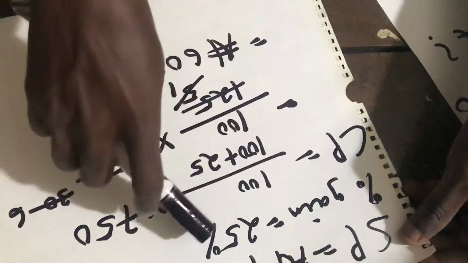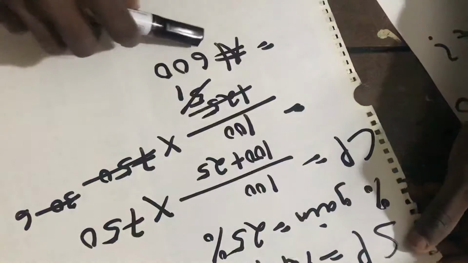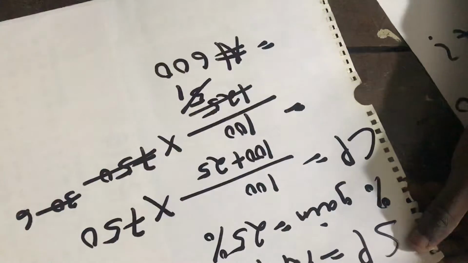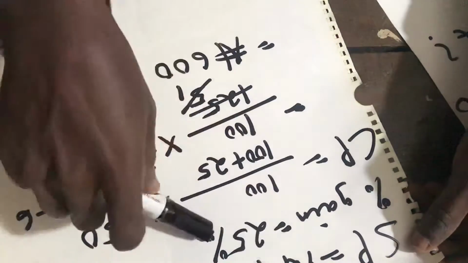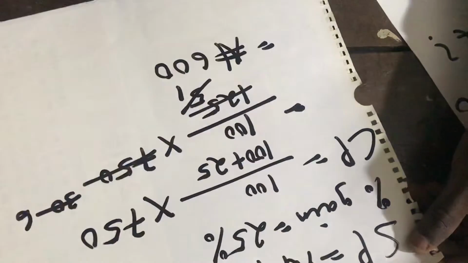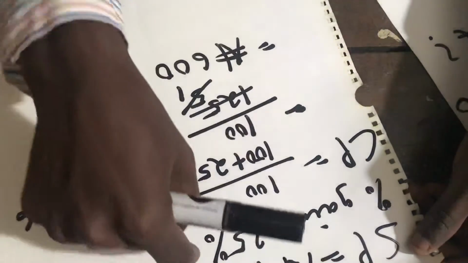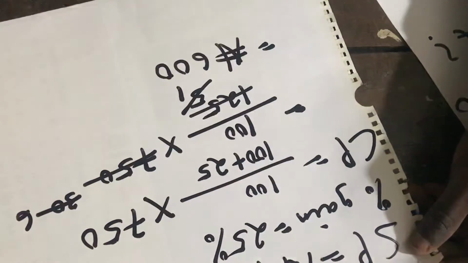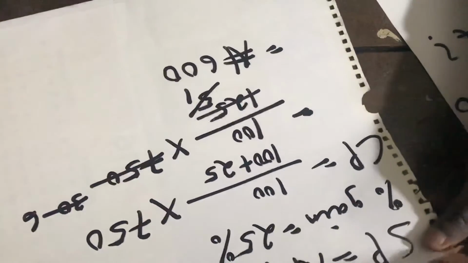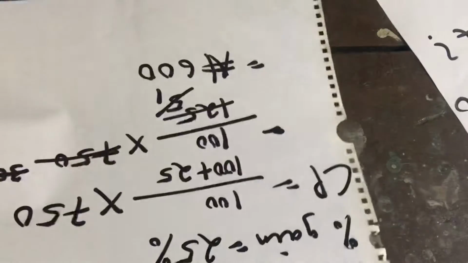Percentage gain is a percentage of the cost price that he made as profit. That means he made 25% of 600 naira as profit. In other words, if you find 25% of 600 naira, your answer should be 150 naira, which is the profit he made there. So we go to a second example.